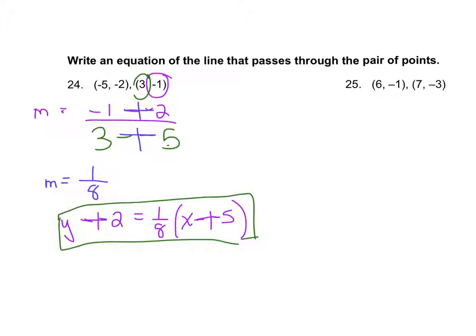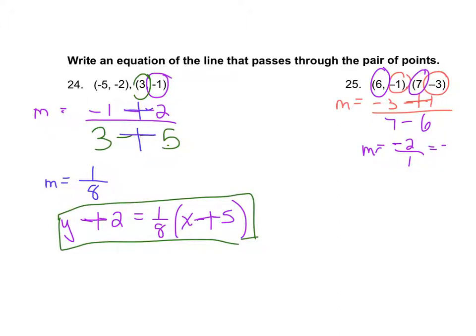Second question, they want you to do the same thing. Let's get the slope first. y2 minus y1, which is really plus, over x2 minus x1. Negative 3 plus 1 is negative 2. 7 minus 6 is 1. So your slope is negative 2. Equation, point slope. Pick a point. Pick whichever of the 2 points. If you use a different point, it might look like a different equation, but once you distribute and put it in y equals mx plus b, you would have the same exact equation.